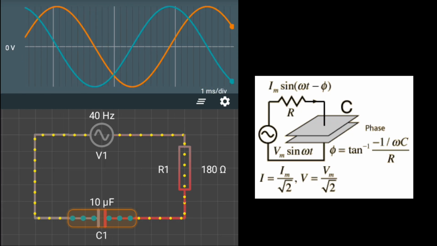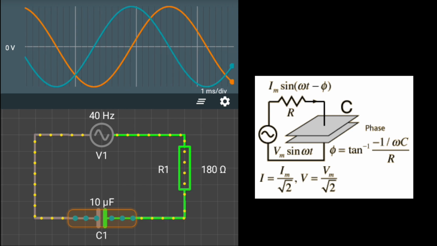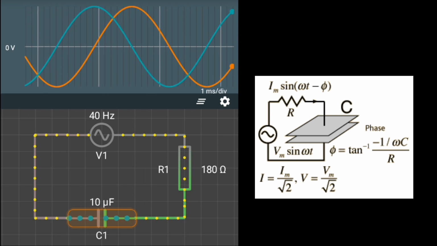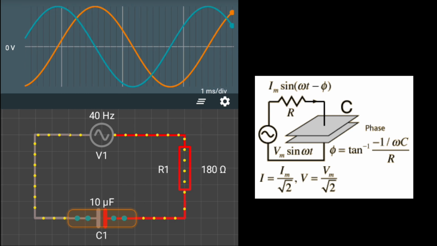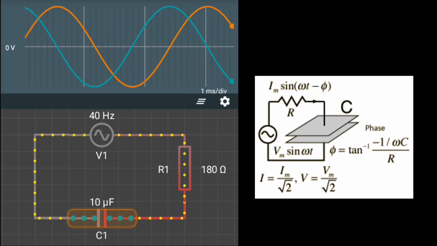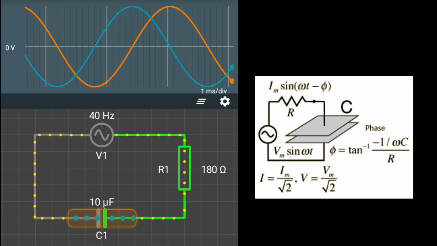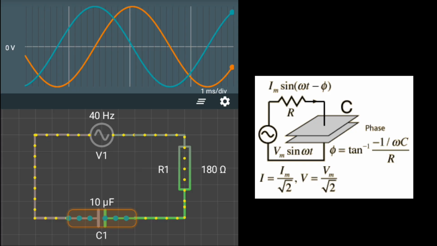Real-world applications. This RC circuit behavior is used in many practical applications, such as signal filtering in audio circuits, phase shifting networks in oscillators, timing circuits in microcontrollers.